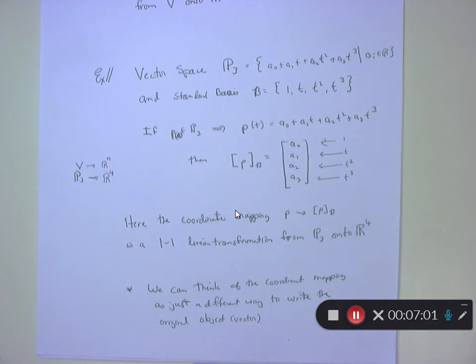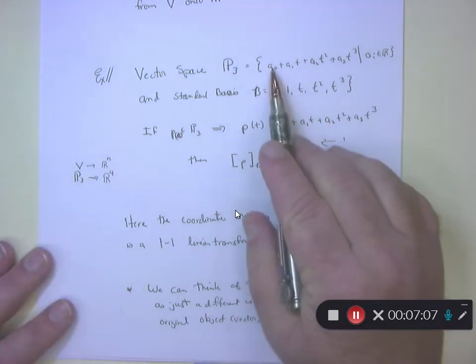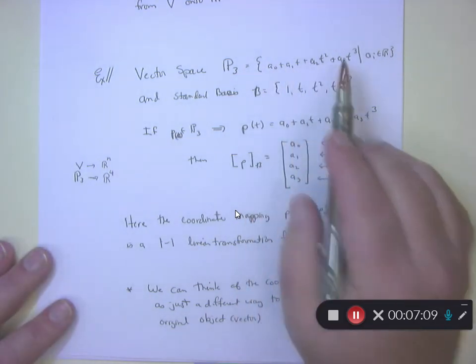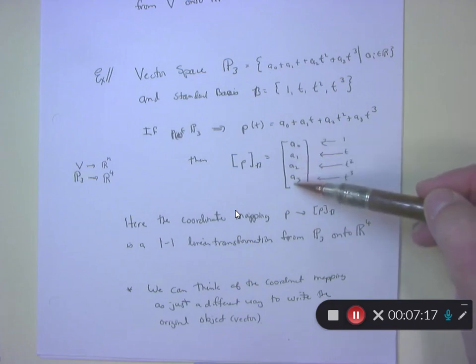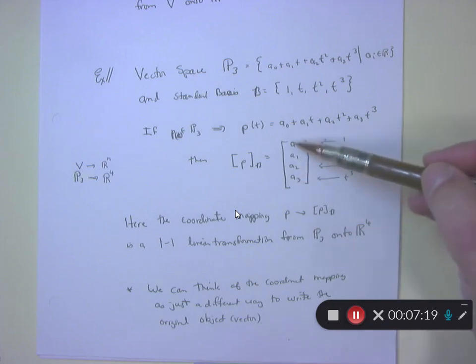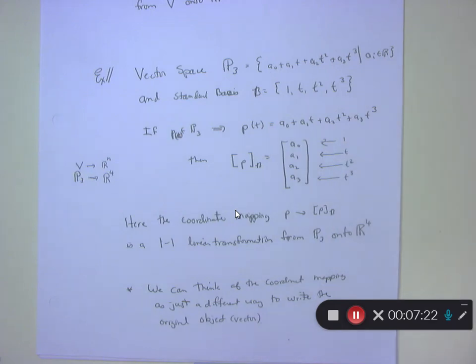Because remember, it's a coordinate or coefficient vector, and these are the coefficients. It's a0, a1, a2, a3. These are the coefficients in front of the constant, the t, the t squared, and the t cubed. So I can write it like this, and you can read this off, because this is the standard basis, and figure out exactly what the polynomial is.